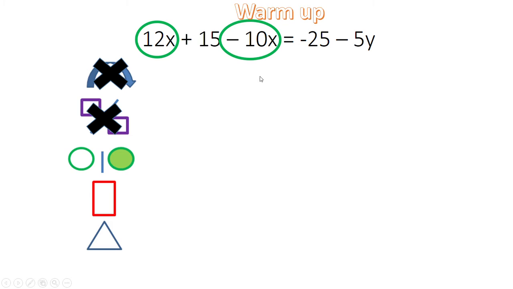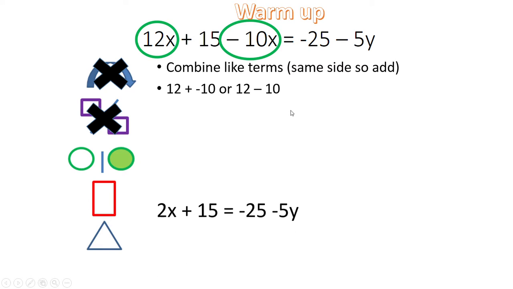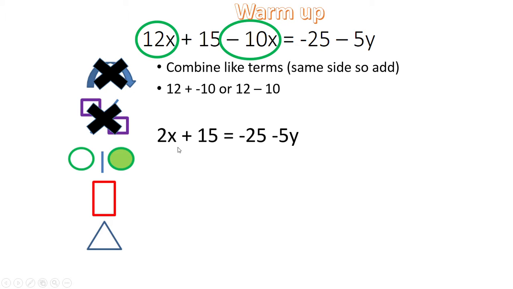Which means when I combine them, I do not change their signs, I just add them together. So I am doing 12 plus negative 10, or just 12 minus 10, because plus negative means minus in math. So 12 minus 10 is 2x, and our x stays on the left-hand side, because they were both on the left-hand side to begin with. So now our problem is 12x plus 15 equals negative 25 minus 5y.